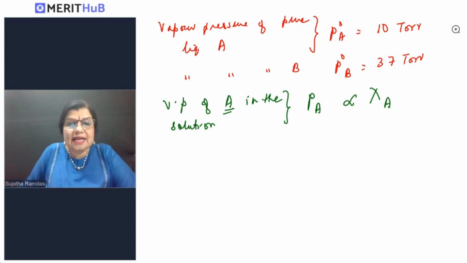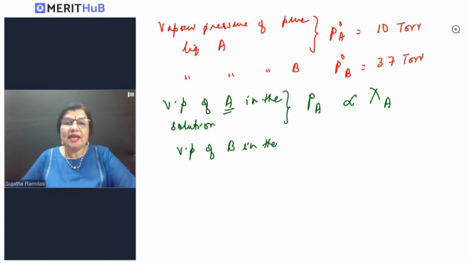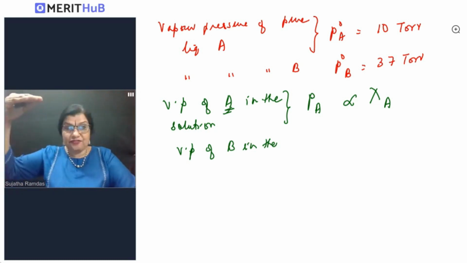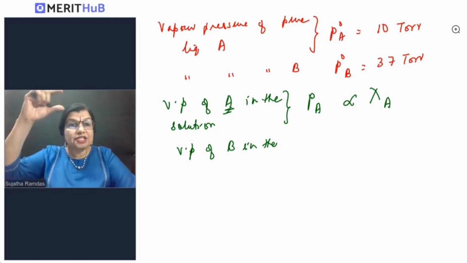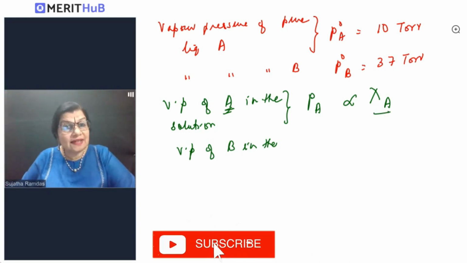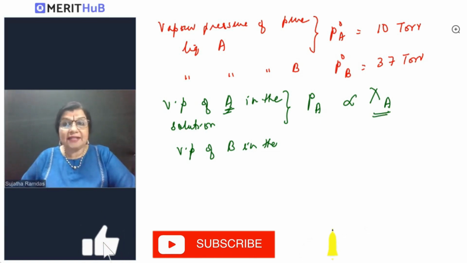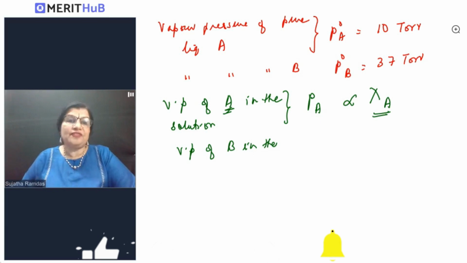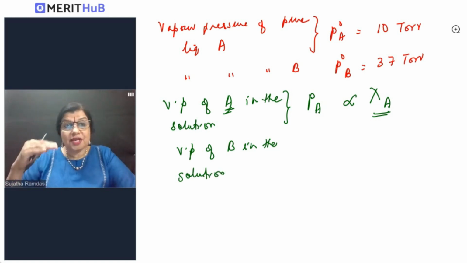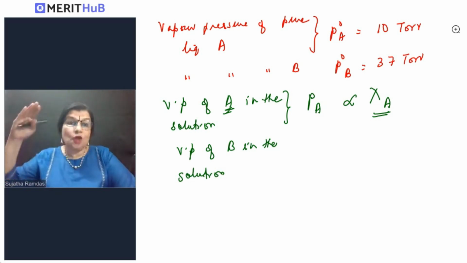All right. Similarly, the vapor pressure of B in the solution. So vapor pressure of A in the solution implies the vapor pressure of A above the solution. You've got the solution phase and the vapor phase. Whatever is the vapor pressure due to A in the vapor phase will be proportional to the concentration of A in the solution, and the concentration is expressed in terms of the mole fraction. Similarly, the vapor pressure of B in the solution. So remember, it's about the vapor pressure. We're talking about vapor pressure of B in the vapor phase of the system.